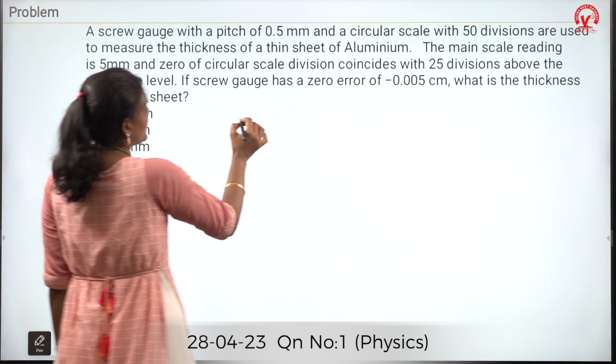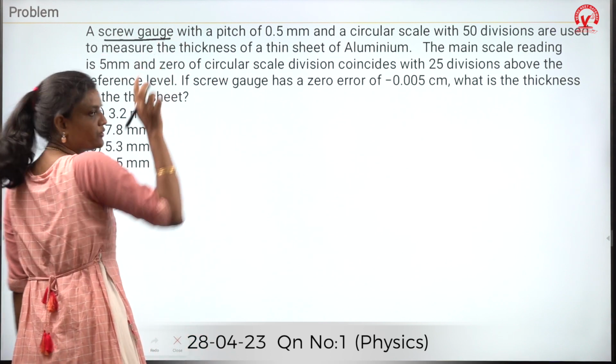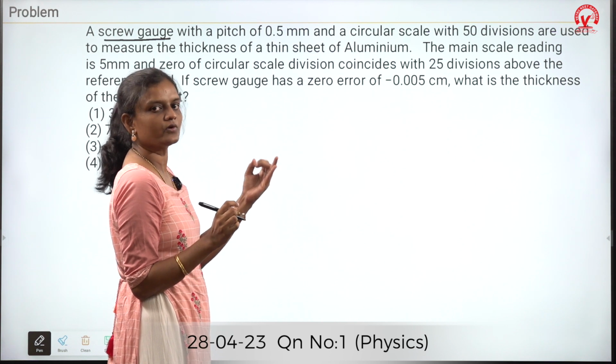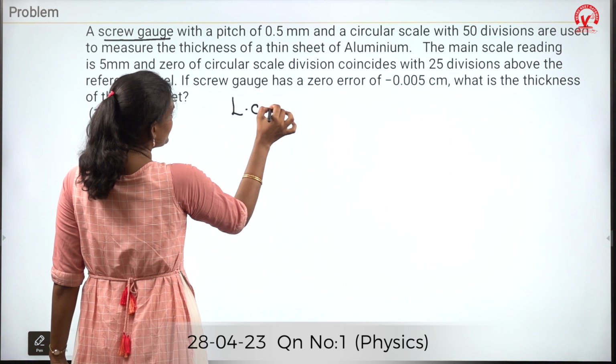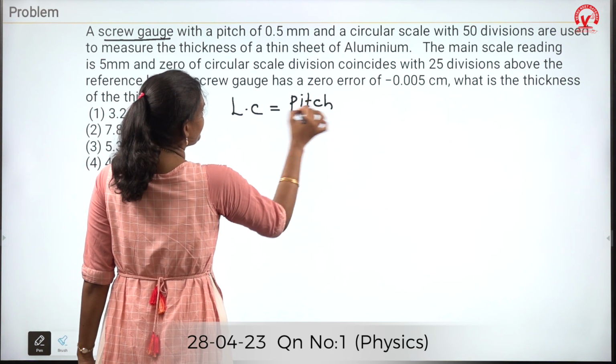Okay. Now in the screw gauge, we have only two formulas. One is for least count and another formula is for total reading. So first, we need to calculate the least count. Least count is equal to pitch divided by number of divisions.